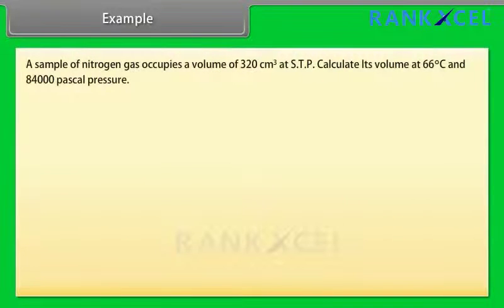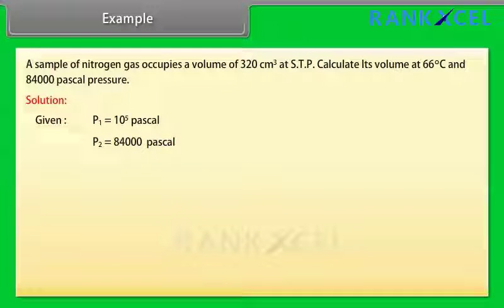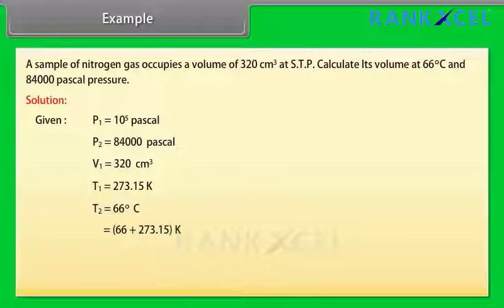Example: a sample of nitrogen gas occupies a volume of 320 cm3 at STP. Calculate its volume at 66 degrees Celsius and 84,000 Pascal pressure. Solution: given P1 is equal to 10^5 Pascal, P2 is equal to 84,000 Pascal, V1 is equal to 320 cm3, T1 is equal to 273.15 Kelvin, T2 is equal to 66 degrees Celsius, which is 66 plus 273.15 Kelvin, equal to 339.15 Kelvin. We have to find V2.